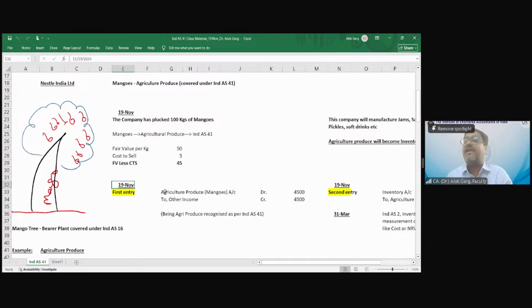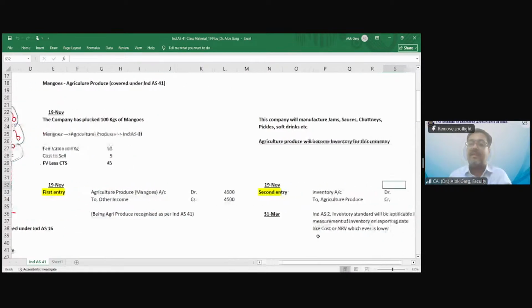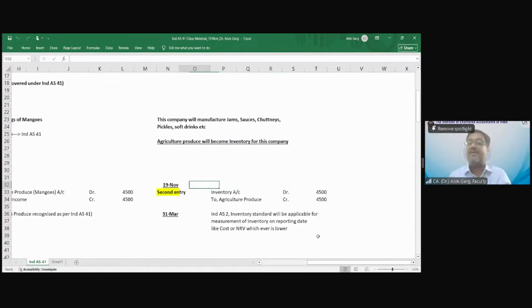So what is the first entry on 19th November? The first entry is agriculture produce mango account debit to other income, 4,500, which is 45 multiplied by 100. Being agriculture produce recognized as per Ind AS 41. What is the next entry? Immediately, this agriculture produce will be transferred to inventory. This company will manufacture jam, sauces, chutney, pickles, soft drink, etc. So agriculture produce will become inventory for this company, right? So what is the second entry? The second entry is inventory account debit to agriculture produce account.